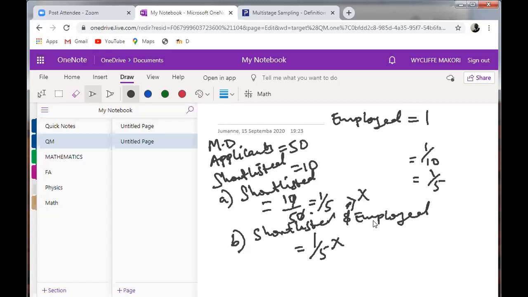Okay, we are asking this question. What is the probability that the applicant is going to be employed? That is what we actually want to know so that we can multiply here. Somebody has said 1/10. You had said 1/5. I don't know whether you want to change this answer, Rukare.